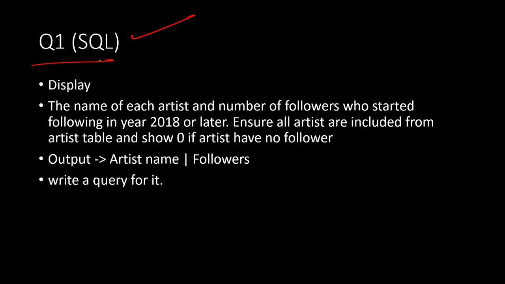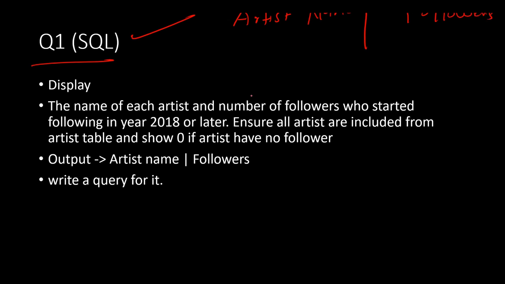Okay, so this is question 1 from the SQL which Cognizant asked: display the name of each artist and the number of followers who started following in year 2018 or later. Ensure all artists are included from the artist table and show 0 if an artist has no followers. Output artist name and followers. Write a query for it. Okay, let's understand the question first. So they are saying we need to display the artist and the number of followers. So first let's make the output. This kind of output they want: artist name and followers.